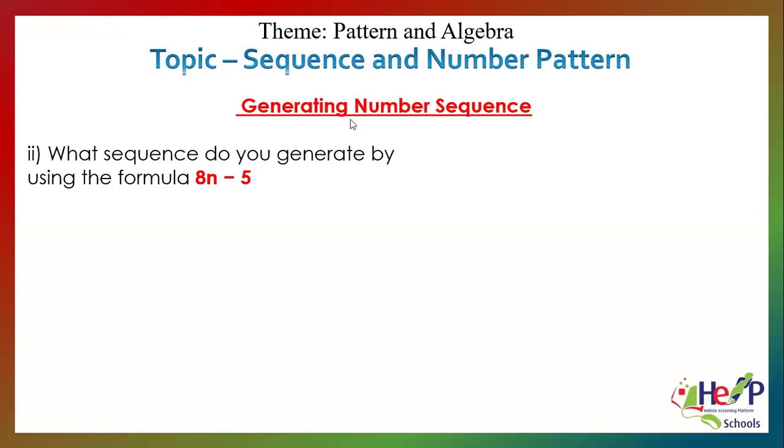Let's write 7 terms. Write the first one, write the second one, write the third. I want to see your answers. Write only 7 terms in your books. What sequence do you generate by using the formula 8n minus 5? This is what I expect you to have: 8n minus 5 is equal to, then you come up with those values. Let them be 7 of them.